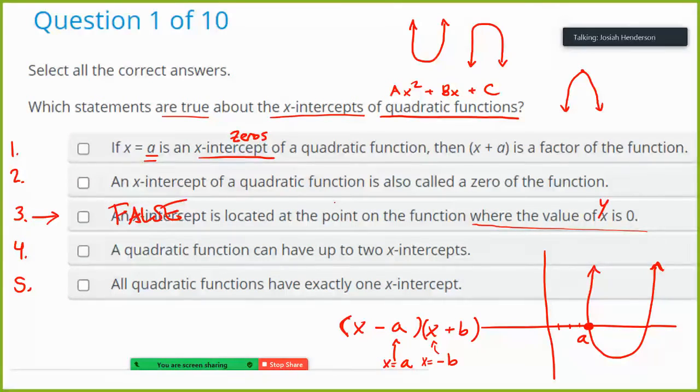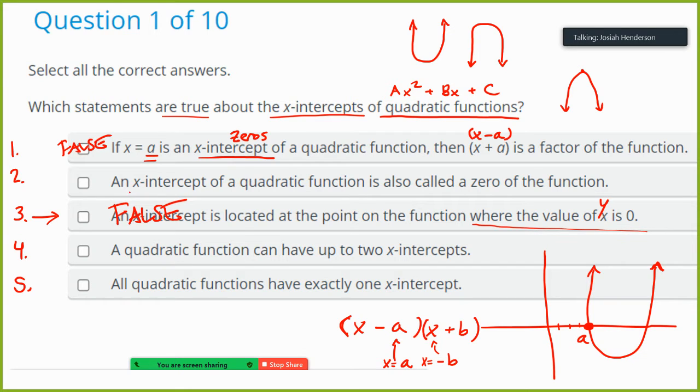in that hypothetical. So number 1 is false also, because x plus a wouldn't work. It would need to be x minus a. If x is equal to a is an x-intercept or 0, then x minus a is a factor. Okay, we'll look at one or two more that deal with this because I think that's a good topic and we probably need more practice with it.